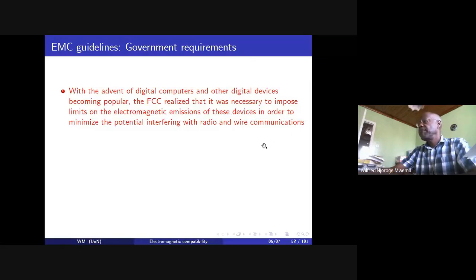But the interference, now, the desired application is radio and wire communication. Now, if you have other devices emitting interference signals, they will interfere with the intended ones. And that's what we were talking about when we were talking about the division of the electromagnetic spectrum.